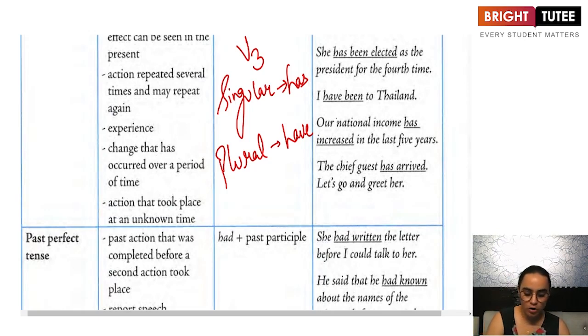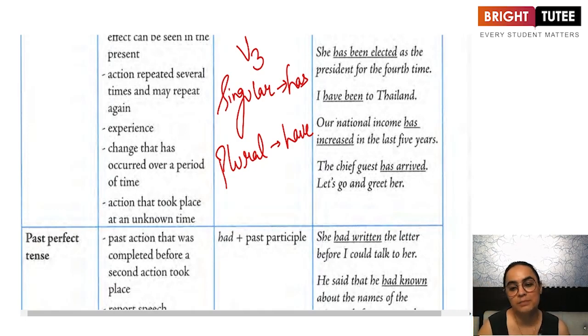If you wish to talk about some experience of yours or to talk about some change that has occurred over a period of time. For example, our national income has increased in the last 5 years. This is the change that has taken place. My mother has grown slimmer over the past 2 years. My brother has grown fatter over the past 2 years. So some change that you are talking about.